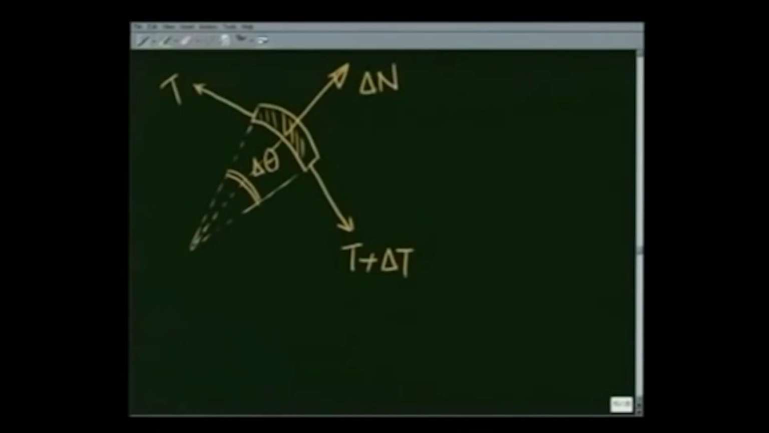Am I missing any force? Of course I am missing a force, because the rope is not moving. There is friction that balances things, balances the imbalance between T and T plus delta T, so that the rope doesn't move. Let us now balance forces. The components of the tension in this direction balance N.